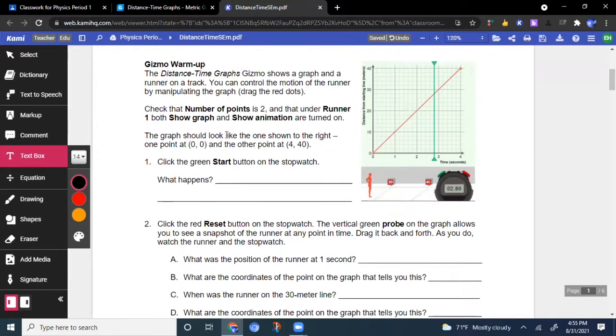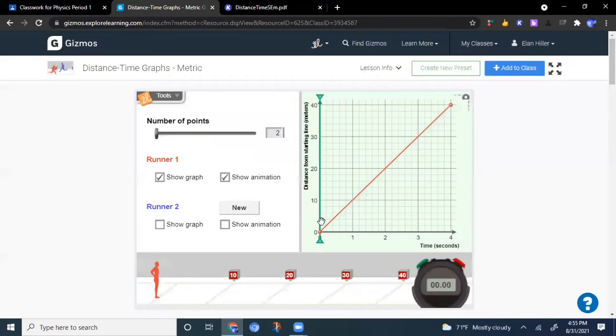Now, during the Gizmo warm-up, this is where we learn how to use the actual animation and the interactivity involved with the animation. Let's begin. The Distance-Time Graph Gizmo shows a graph of a runner on a track. You can control the motion of the runner by manipulating the graph, in other words, dragging the red dots. Let's take a look at that.